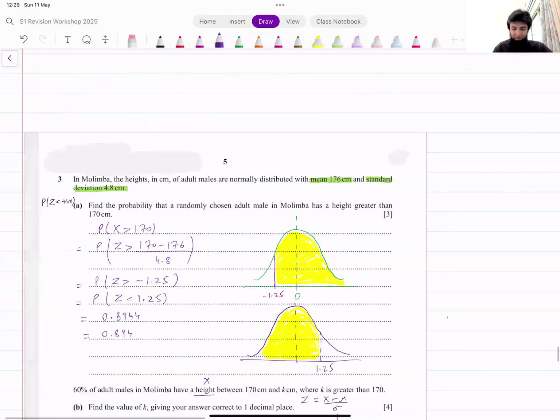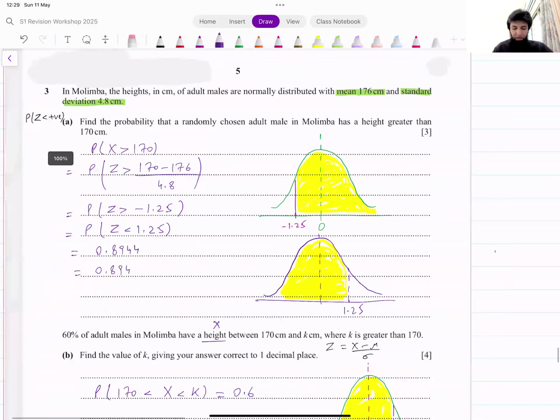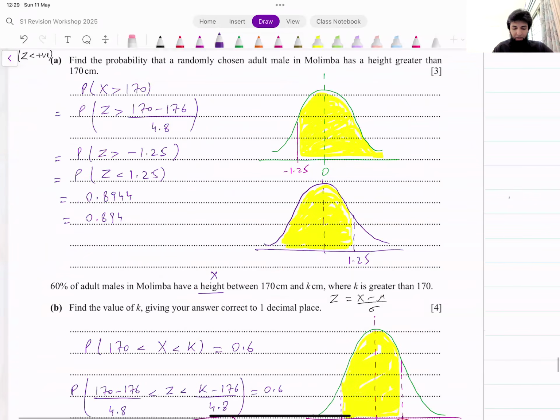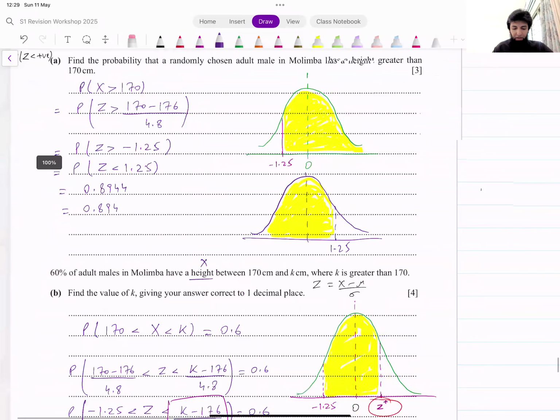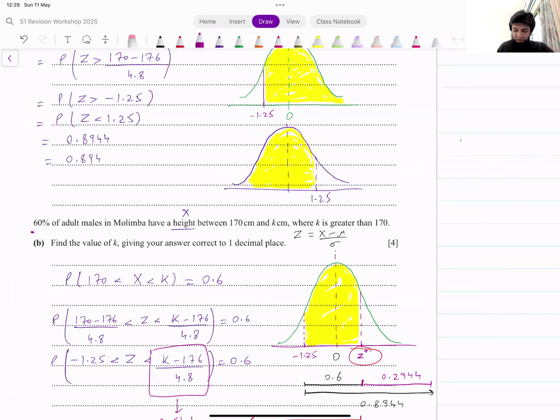Okay, let's have a look at this now. In this city, the heights are normally distributed with mean 176 and standard deviation 4.8. Find the probability that an adult has a height greater than 170. That's fairly straightforward. Let's look at the second part of this. In the second part, it says 60% of adults have heights between 170 and K.